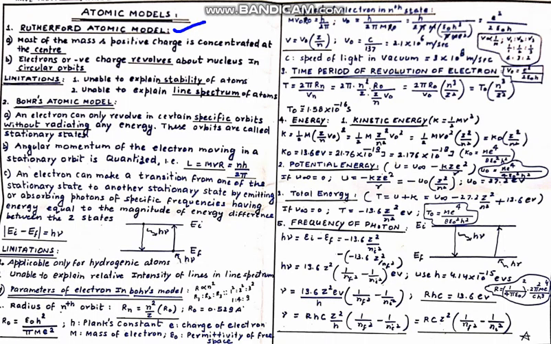So there are certain postulates. The postulates are that most of the mass and positive charge is concentrated at the center. This is the first postulate. Second, electrons, which are negatively charged particles, revolve about the nucleus in circular orbits. This is the second postulate. Now there are certain limitations of this model. The limitations are that it is unable to explain the stability of the atom, and second, it is unable to explain the line spectrum of atoms.